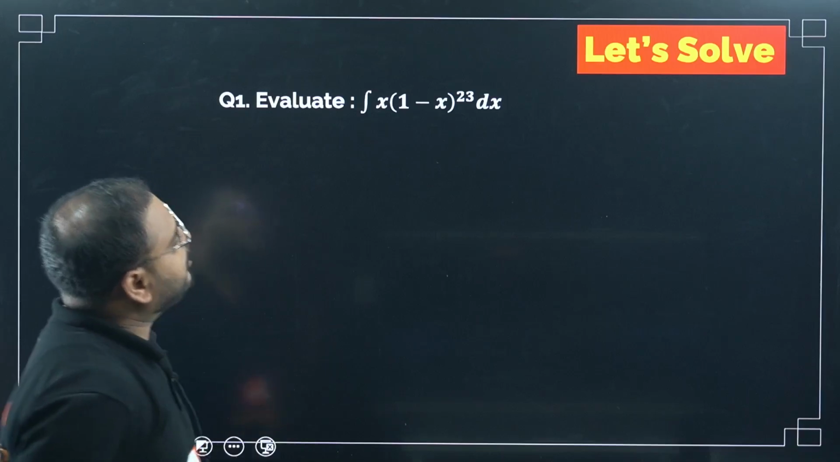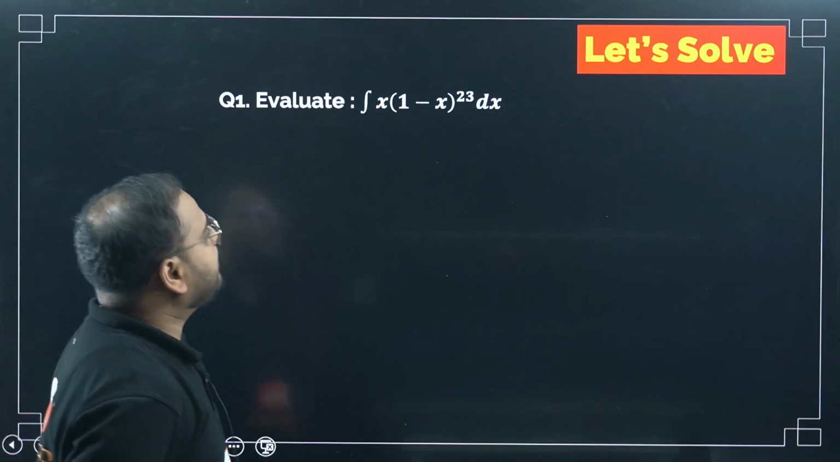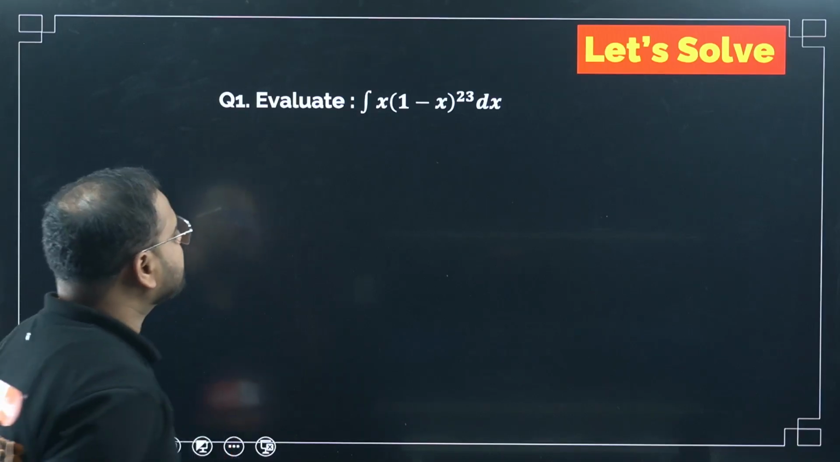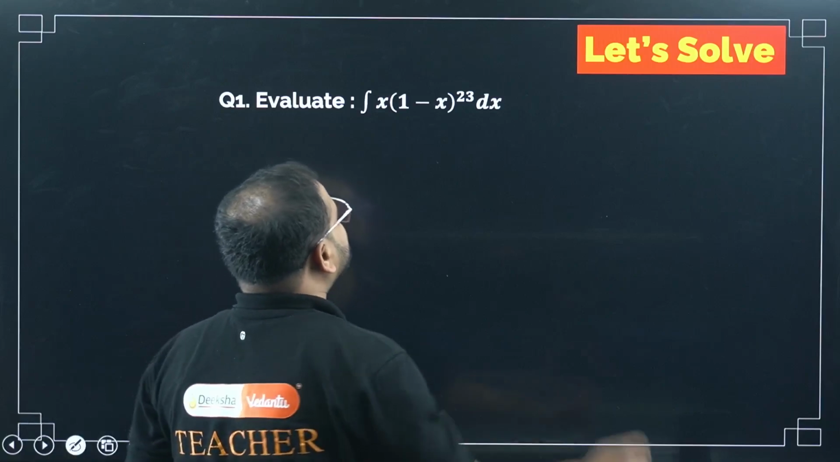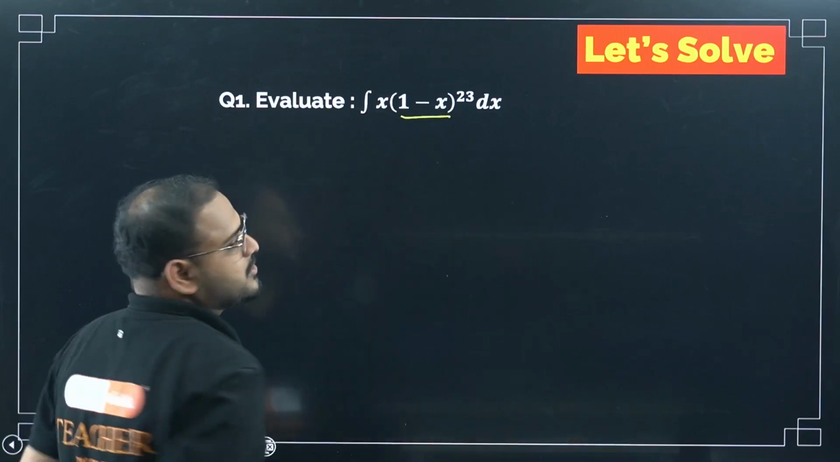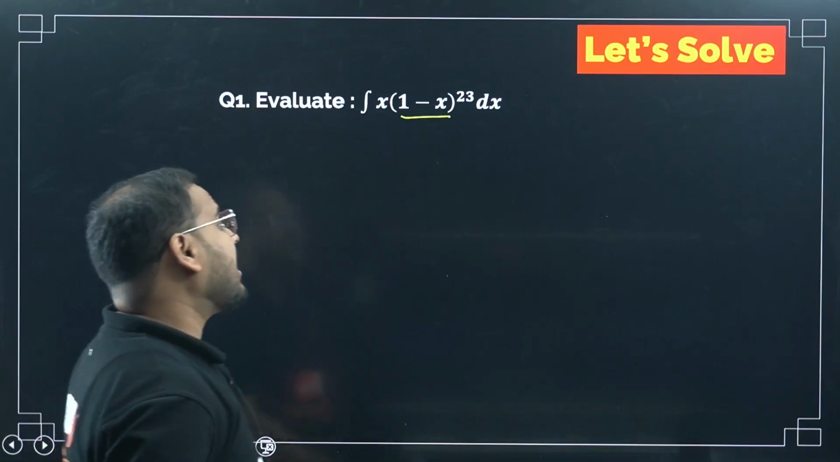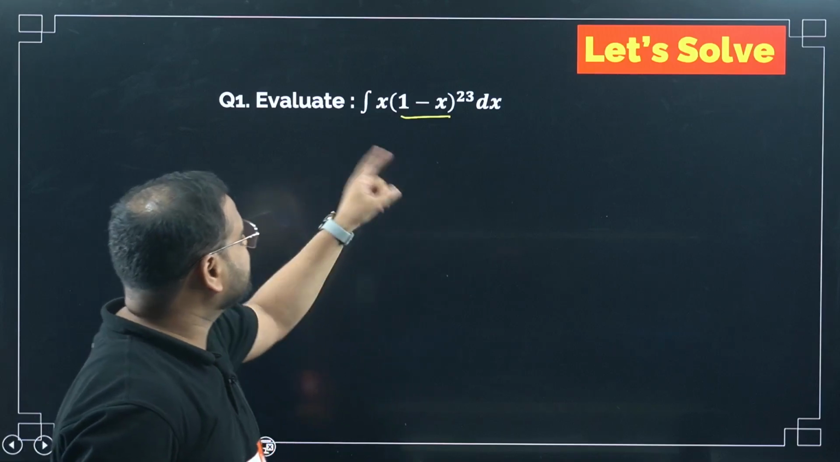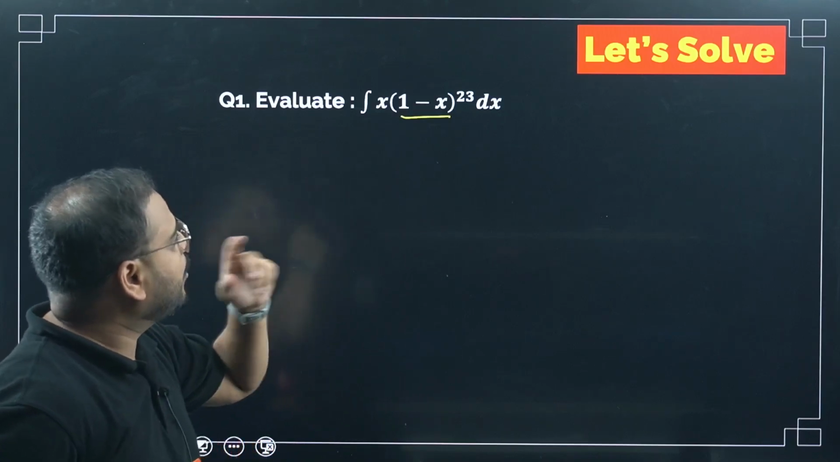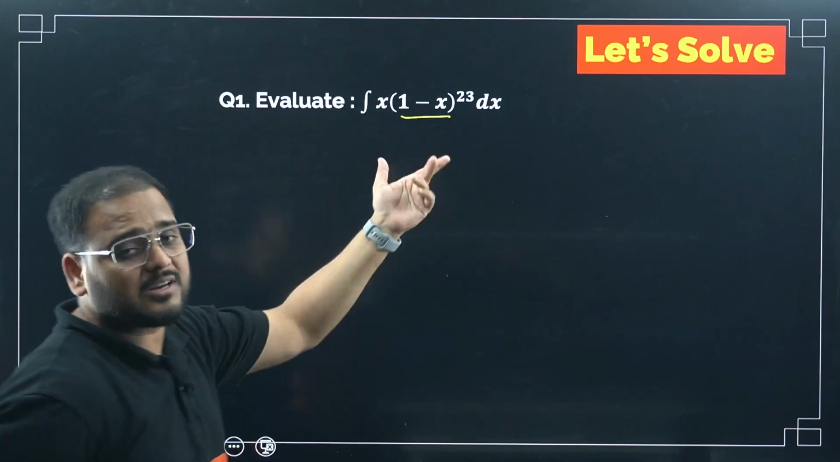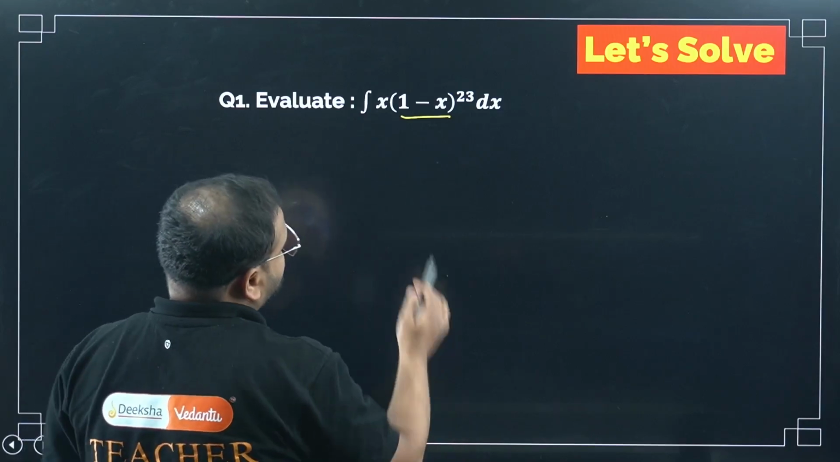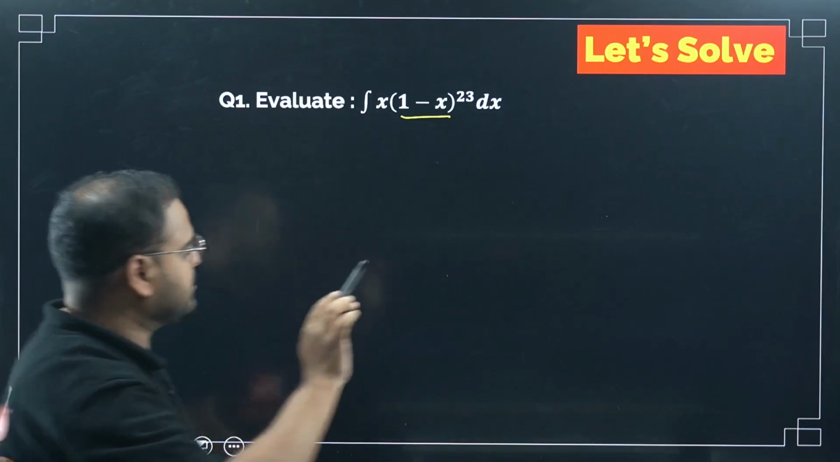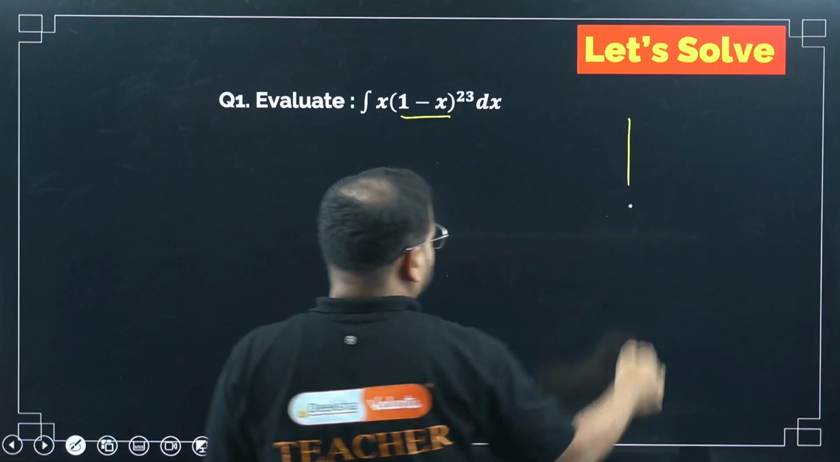Evaluate the integral of x times (1 minus x) to the power 23 dx. How will you solve this? This makes it difficult. If I don't use substitution, I have to use expansion here. Can I use expansion? Or the product rule is there. Instead of that, I can use substitution here. Let's see how the substitution will look.